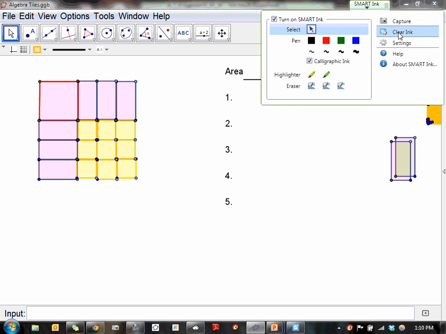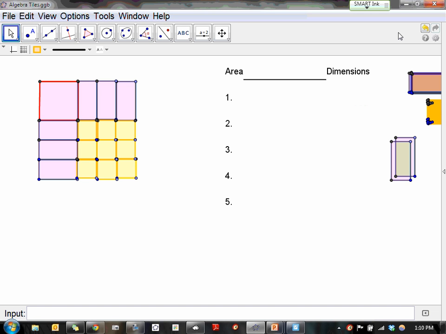Okay, let's try another one. Clear the whole screen here. Go ahead. X squared plus 18x plus 81. Is that a perfect square, area of a perfect square? If so, what are the dimensions? X plus 9 squared.